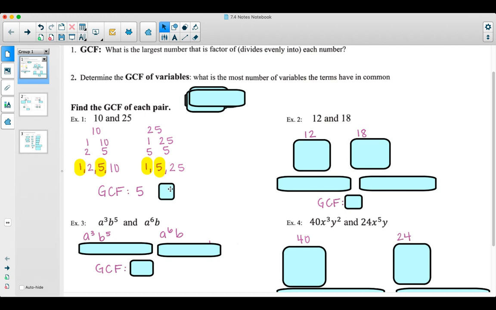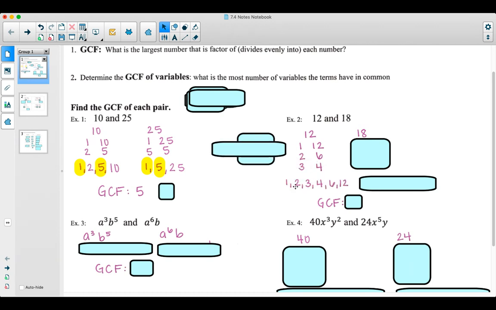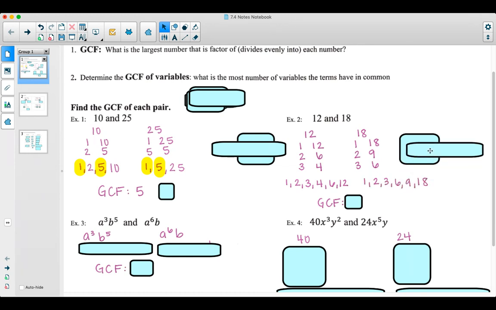So we'll do a very similar problem in example 2. We want to find the GCF between 12 and 18. So just like before, I want to find the things that multiply to 12. So 1 and 12, 2 and 6, and 3 and 4. And all I did is I rewrote that in order from least to greatest just to help me stay organized. So 1, 2, 3, 4, 6, and 12. And then I did the same thing for 18. What are things that multiply to 18? I came up with 1 and 18, 2 and 9, and 3 and 6. I just wrote that in order from least to greatest.